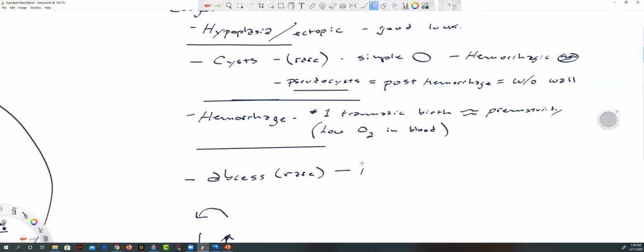The other possibility is immunocompromised patients. So like AIDS, for instance. AIDS patients are more likely than others to get an abscess.